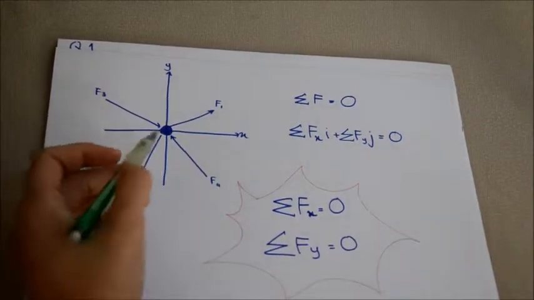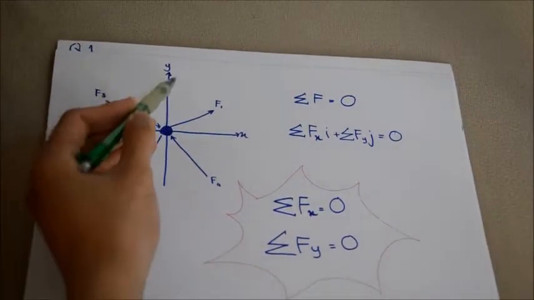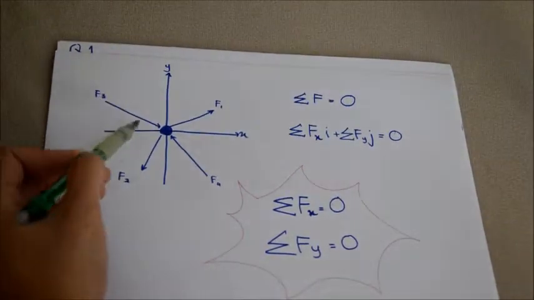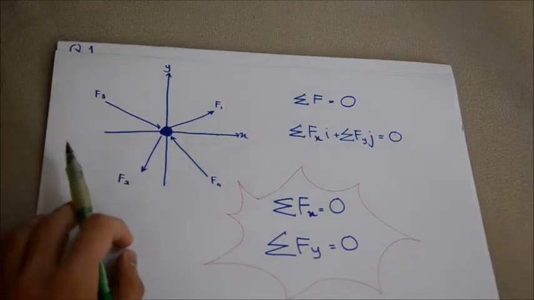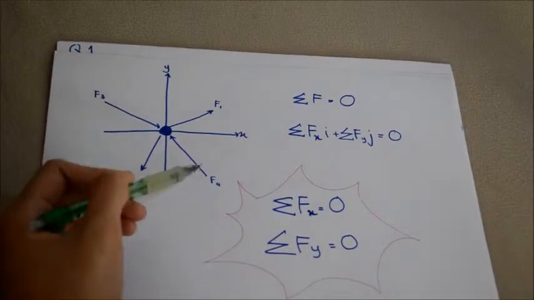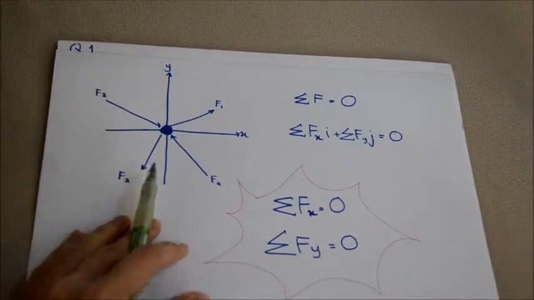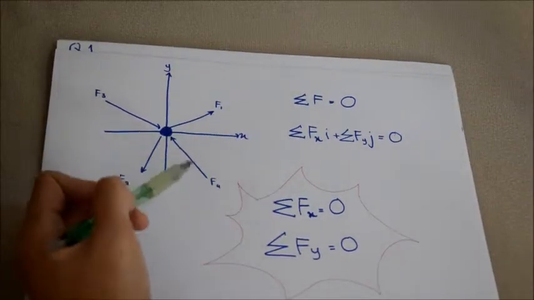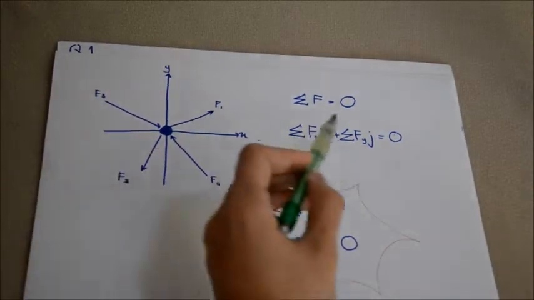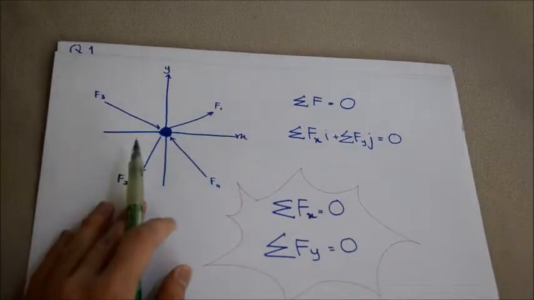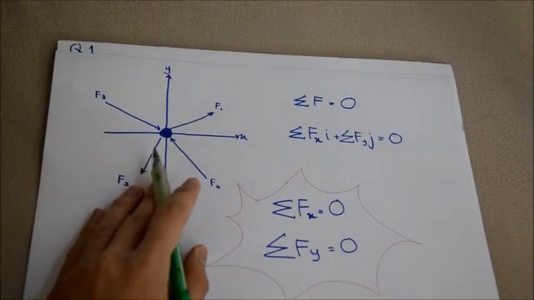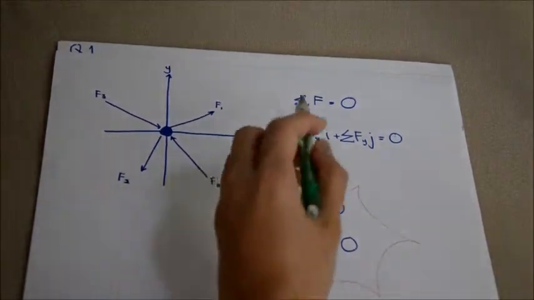It can be seen that a particle which lies in the x-y plane is subjected to a system of coplanar forces, which I denoted as F1, F2, F3, and F4. Because the forces act on the particle at various angles, each force can be resolved into i and j components. In a state of equilibrium, these forces must sum to produce a zero resultant force, which is shown by this equation.